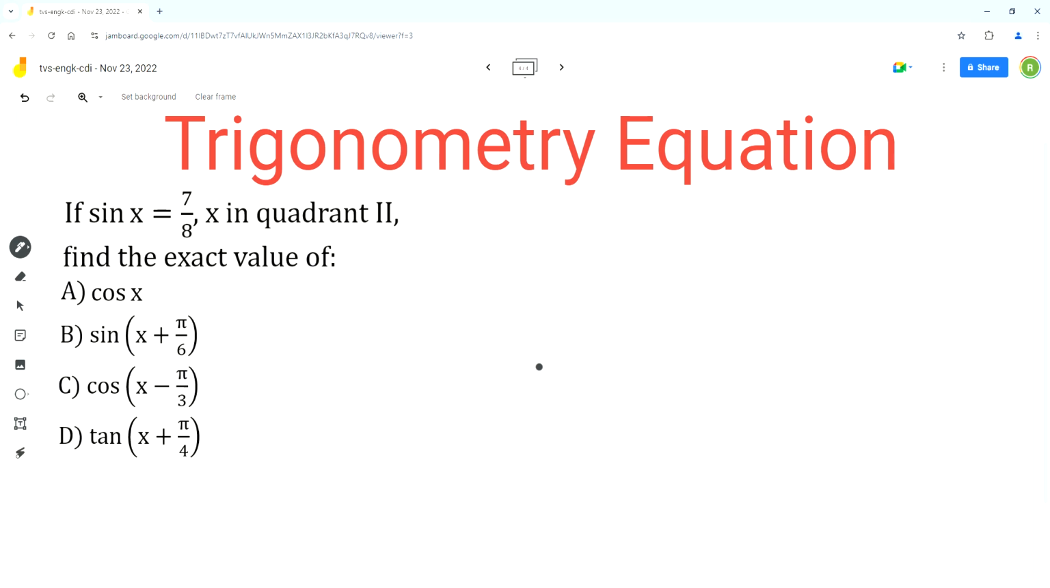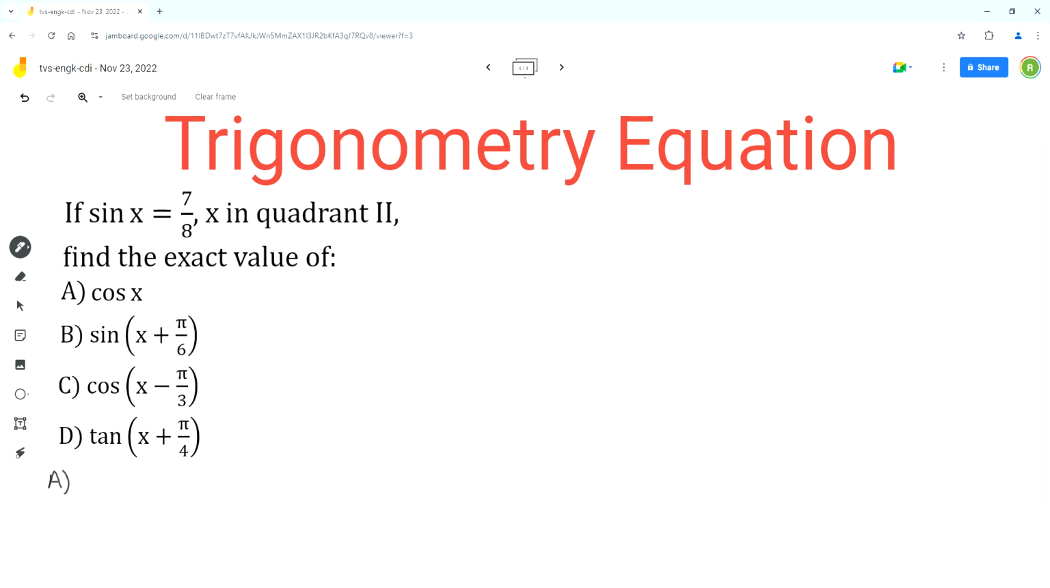So in this video, we'll solve this problem using the concepts of trigonometry functions. As per the problem, if sine x is equal to 7 over 8, x in quadrant 2, find the exact value of these four expressions. So let's start with part A.